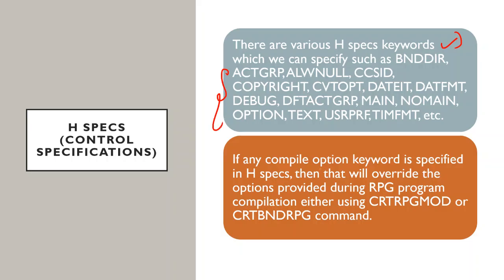If any compile option keyword is specified in the H spec, it will override the options provided during compilation of the RPG program. What does it mean? Just take an example. You have a date format like 20, 12, 2025, which is DD, MM and YYYY format. Now in the H specification, I mention one format: I want this to be in the MDY format.